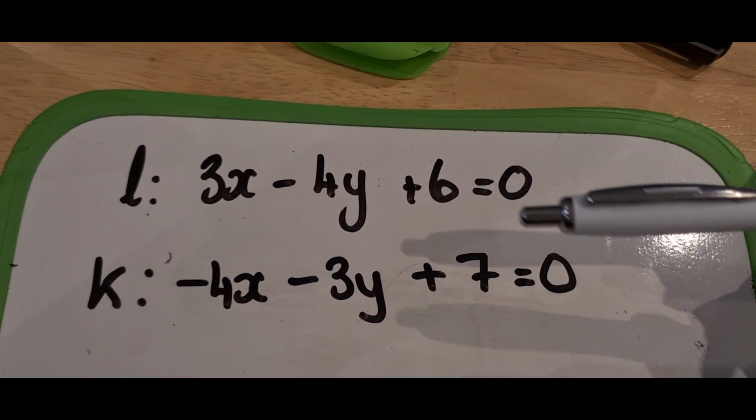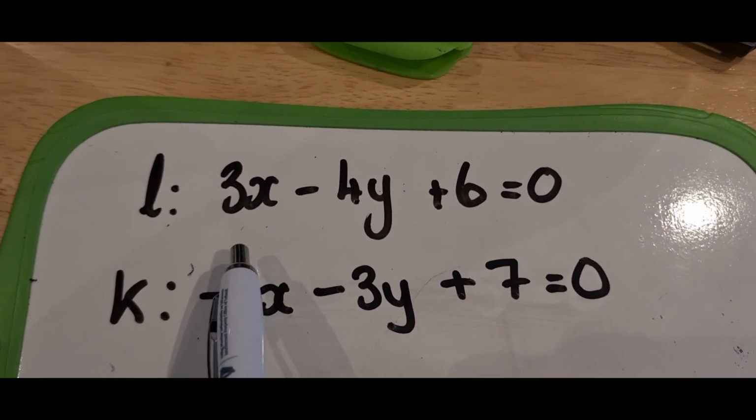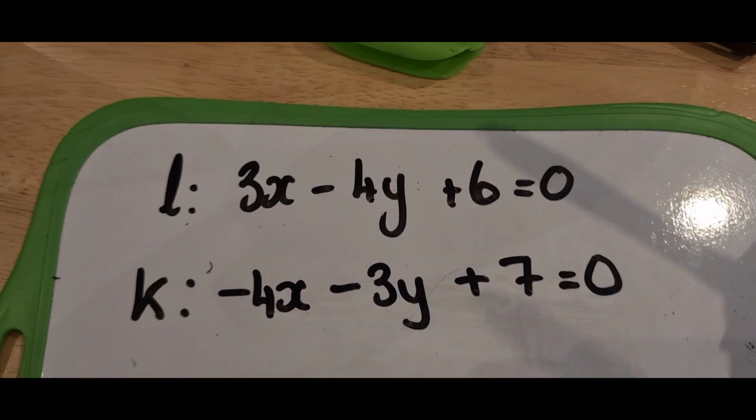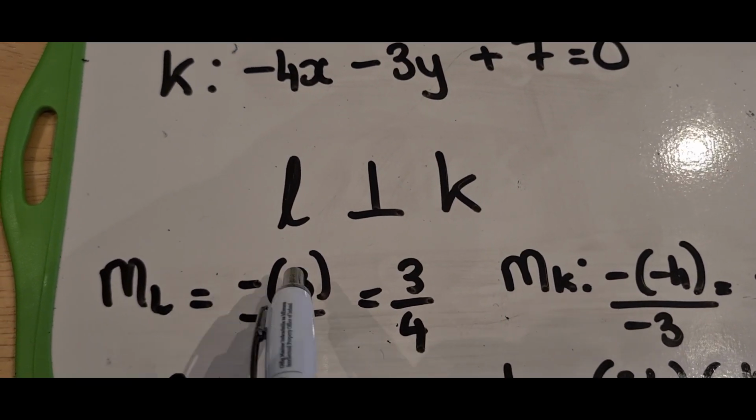Okay, and I want to prove that the two of those lines are perpendicular. So I'm going to get their slopes. Now look at the format the lines are in. It's the ax plus by plus c format. So the quickest way to get their slopes would be to use the formula minus a over b.